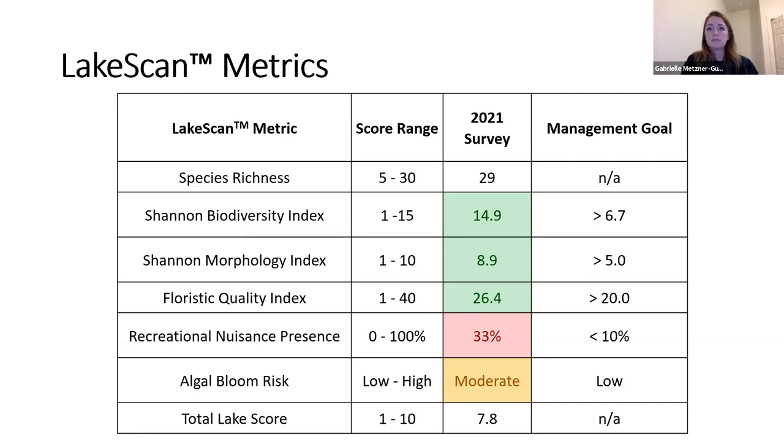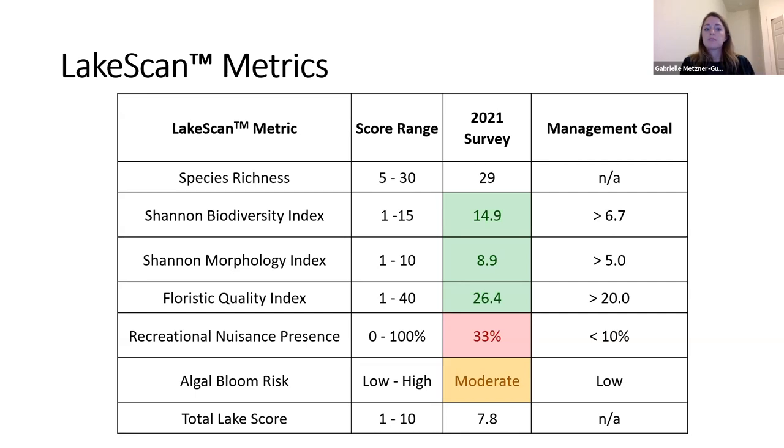And then the recreational nuisance presence, that is based off of the percentage of survey sites that we found to have aquatic plants that were inhibiting recreational activities. So according to the score here, in 33% of those observations, we found that there were some plants inhibiting recreation. So the goal on that one is less than 10%, which would be ideal.